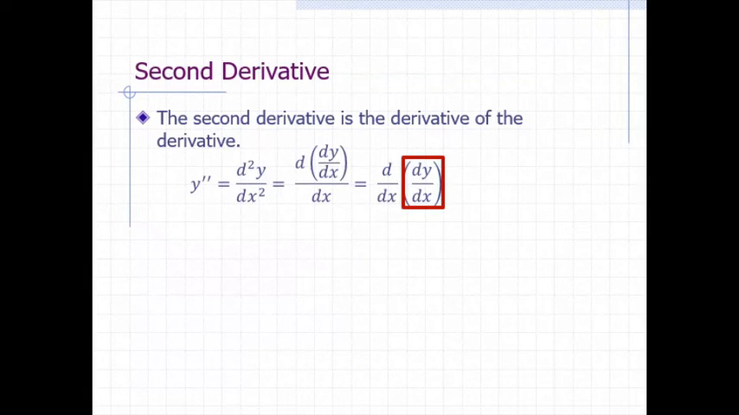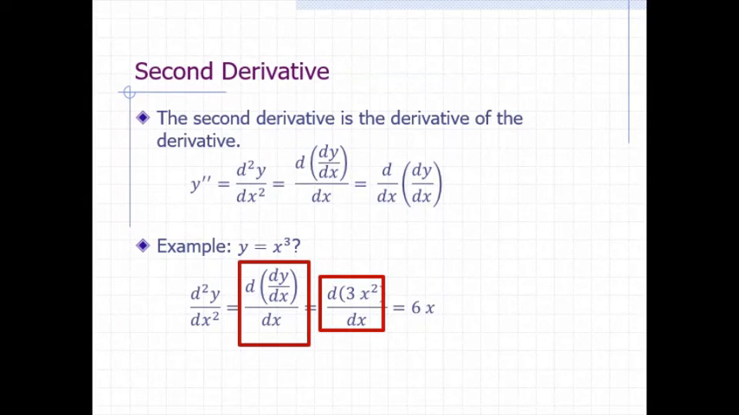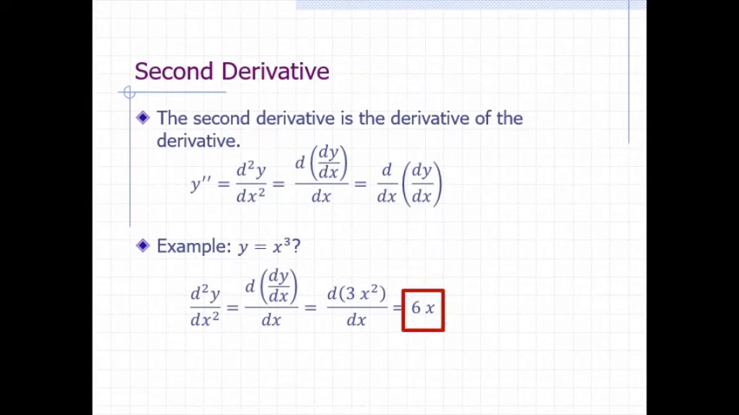Let's take a look at a simple example. What is the second derivative of x cubed? The derivative of x cubed is 3x squared. This is also called the first derivative. The second derivative is the derivative of the first derivative. By now, you should be able to easily figure this out to be 6x.